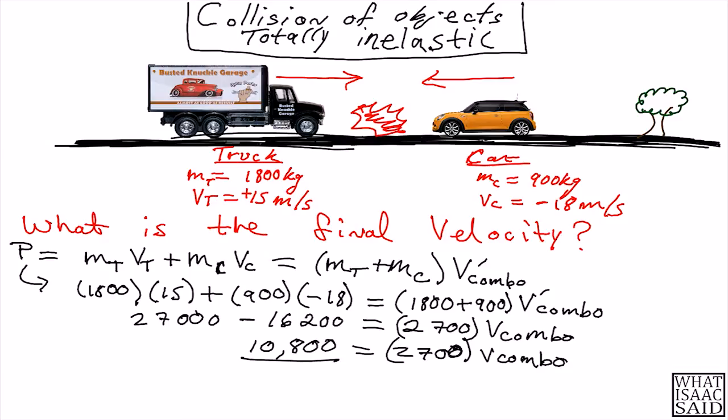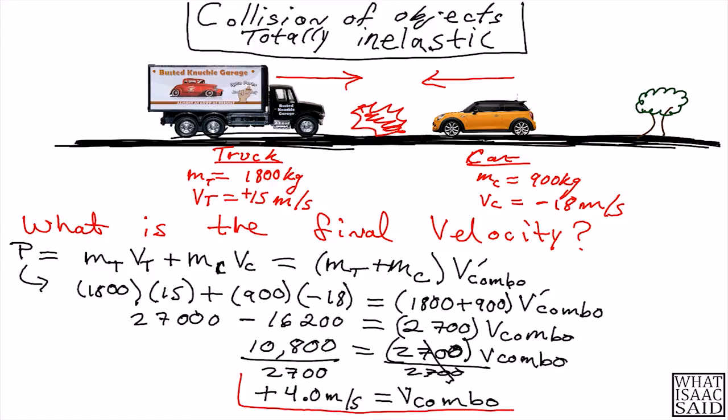So we divide both sides by 2700. That cancels out, so our V combo equals 10,800 divided by 27. We get a positive 4.0 meters per second.